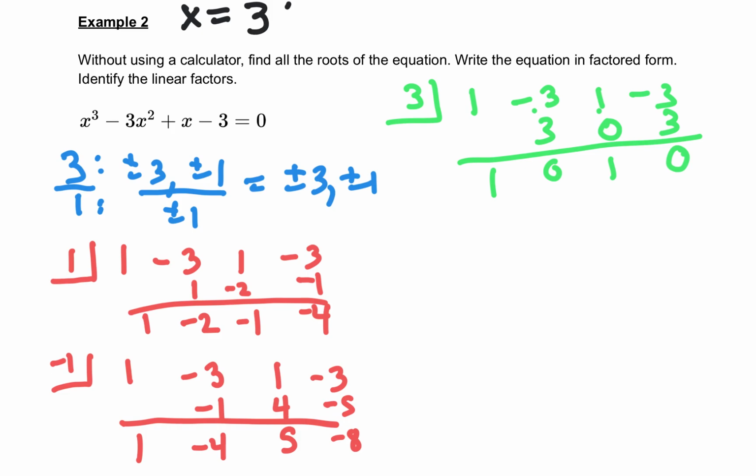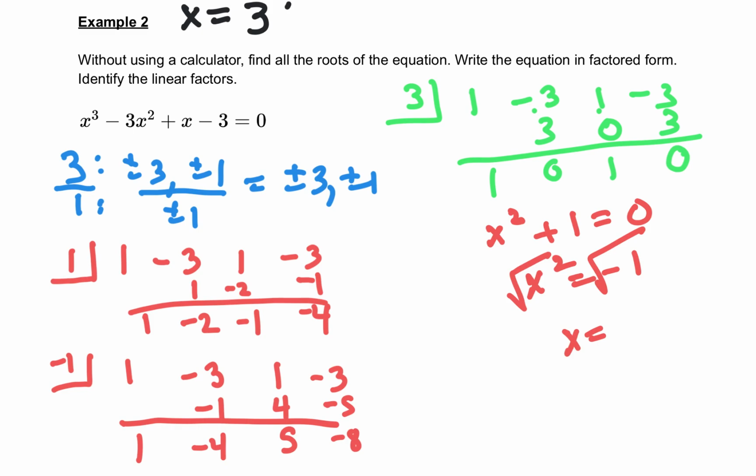And what do we have left? Since it was raised to the 3rd power, it's going to be x squared. The 0x is ignored. Plus 1 equals 0. So we have x squared equals negative 1. Square root of both sides. So x equals plus or minus i. So our answers are x equals 3, x equals i, x equals negative i, but that's not what they want.